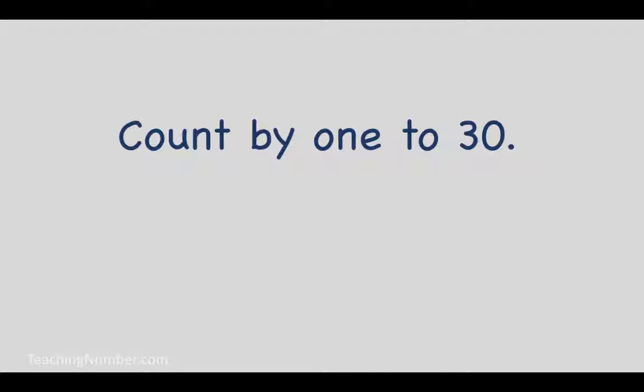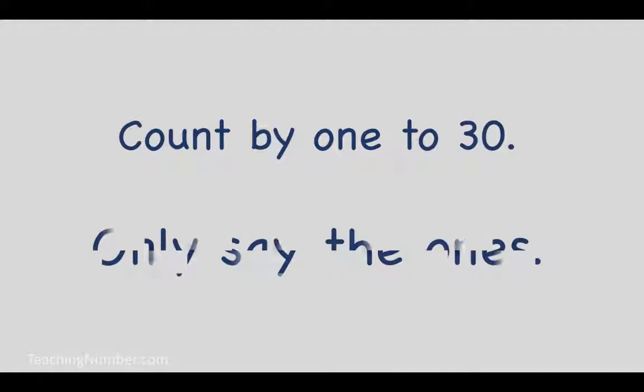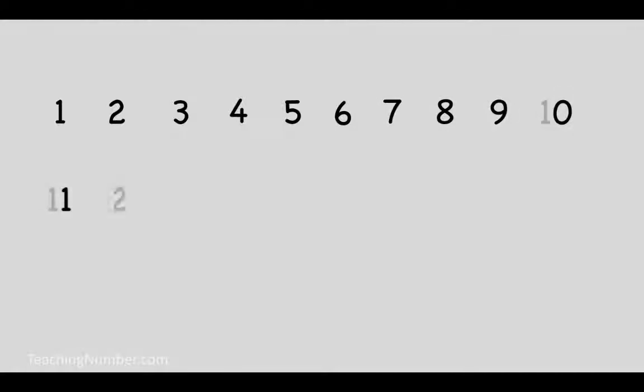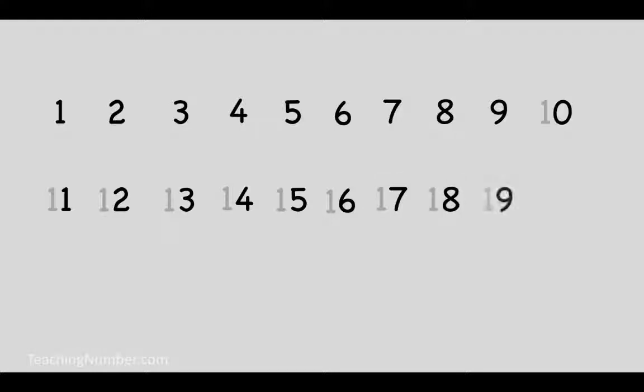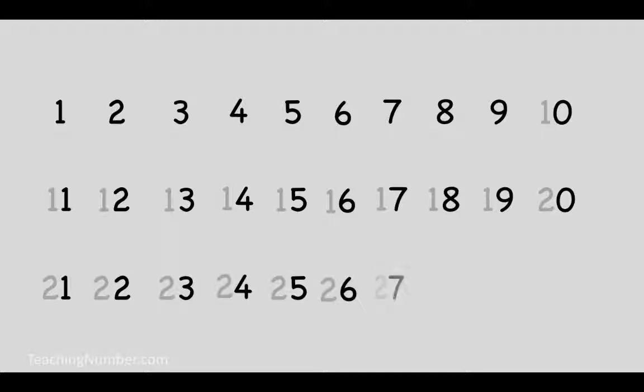First, let's count by 1 to 30, but only say the ones. Do not pronounce the tens. 1, 2, 3, 4, 5, 6, 7, 8, 9, 0, 1, 2, 3, 4, 5, 6, 7, 8, 9, 0, 1, 2, 3, 4, 5, 6, 7, 8, 9, 0.